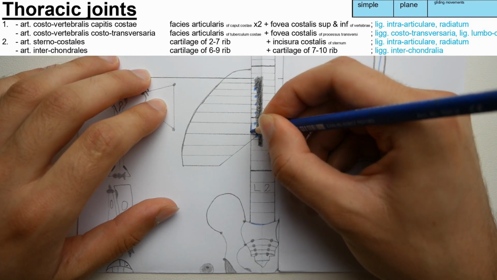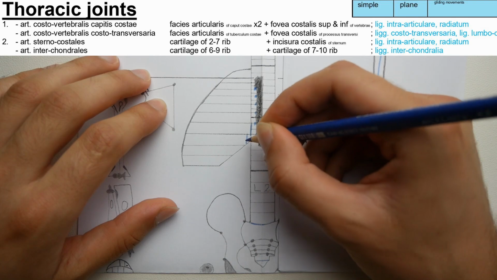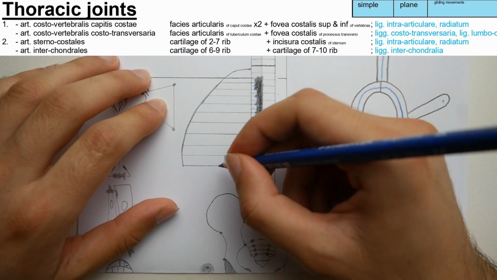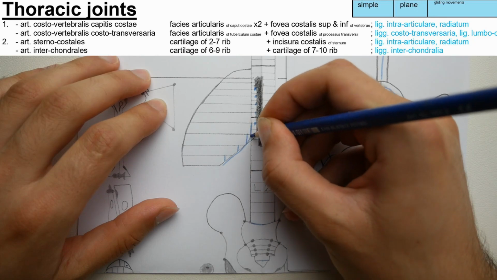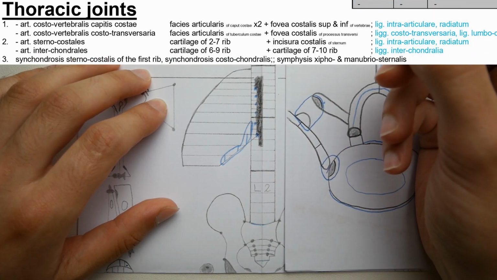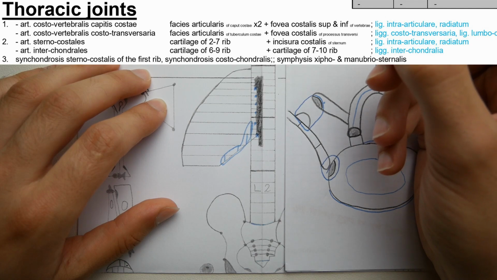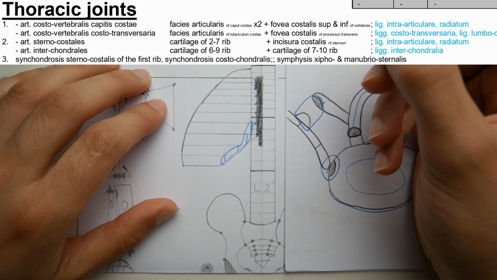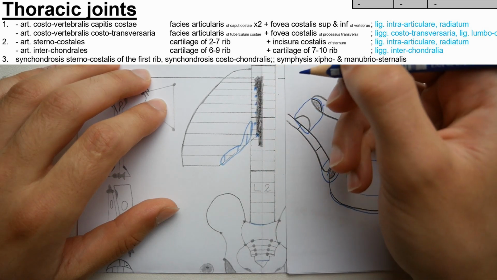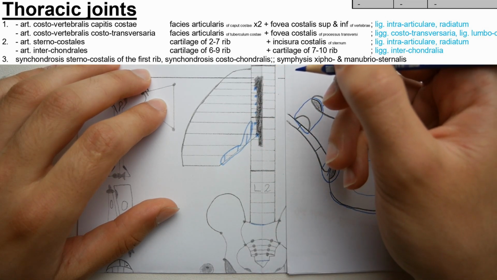Ribs 6 to 10 are connected to each other via the articulatio interchondralis, whose joint capsule is strengthened by ligamenta interchondralia. The connection of the cartilage part of the ribs with the bone part of the ribs, which in the drawing would be around here, is called synchondrosis costochondralis.